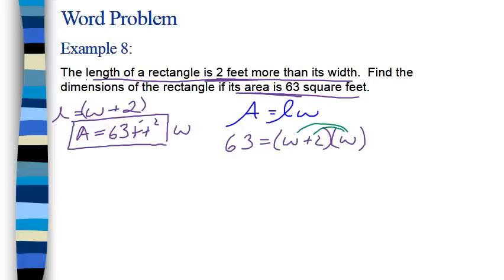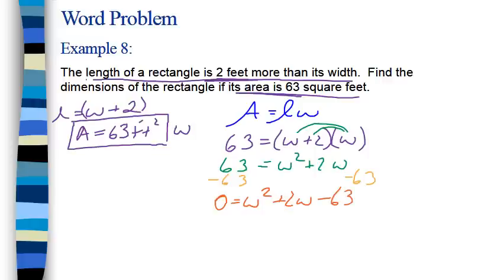So first I'm going to start by distributing. So w squared plus 2w equals 63. And then if I subtract 63 on both sides, I end up with 0 equals w squared plus 2w minus 63. I have no greatest common factor and I have a trinomial, so I'm going to utilize my trinomial factoring techniques to determine what multiplies to negative 63 but adds to 2.